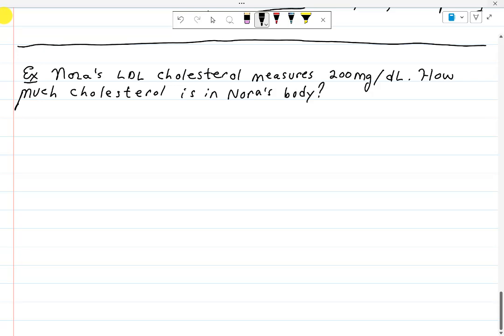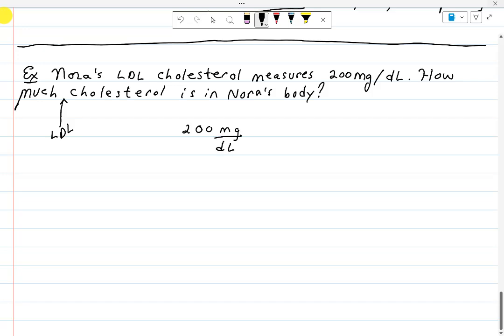Before I go one further, I made a mistake. I was not as specific as I should be. I should be asking you how much LDL cholesterol is in her body. Your body has more than just one type of cholesterol. The LDL is the one that they call the bad cholesterol because it stands for low density lipoprotein. The low density is the stuff that sticks into the insides of your arteries and whatnot. But anyways, we have 200 milligrams per deciliter.